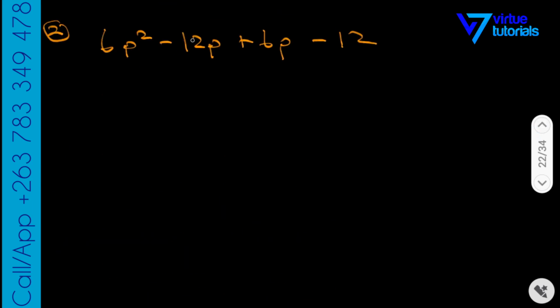6p squared minus 12p plus 6p minus 12, right? So again, we're factorizing in pairs. You look at the first two here, right? What can you factor out? You can factor out a 6 and a p. Then you get p minus 2. And then between these two, what can you factor out? You can factor out a plus 6. Make sure you put the sign there, which will give you a p minus 2 in brackets.